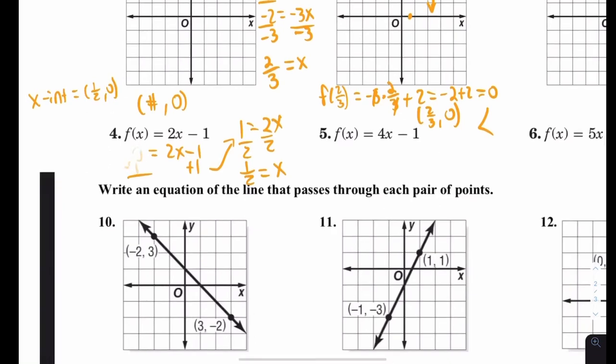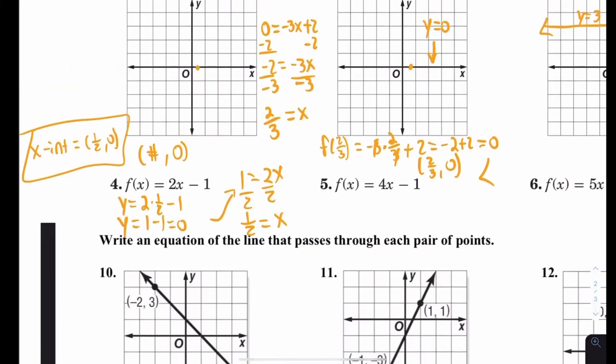So all we need to do is, I don't have space like you'll have a whole notebook of space, so I'm going to erase, but you do not erase. We're going to have y is equal to 2 times 1/2, because that's what we got for x, minus 1. 2 times 1/2, half of 2 is 1, minus 1 equals 0. We got y is equal to 0 when x is 1/2. That means that, yes, that is the 0 of the function. The x-intercept happens right there. And if we graphed it, it'll be 1/2 for x, 0 for y. Well, that graph isn't the one that goes with number 4, but oh well.